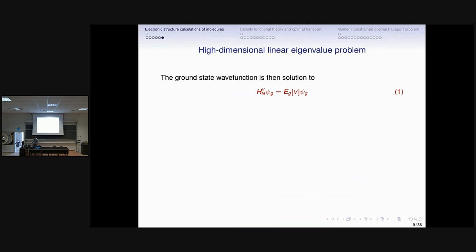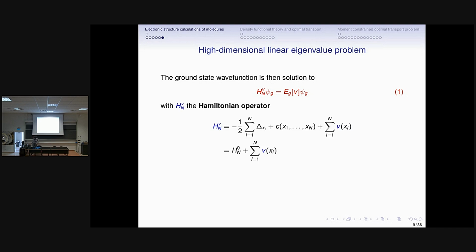And so if you write the first order optimality conditions for this minimization problem, because of the normalization condition that I've introduced to you before, you end up with an eigenvalue problem. More precisely, a minimizing wave function, which will be denoted by psi g here, will be the solution of this eigenvalue problem, where Eg of v is the lowest eigenvalue of an operator h and v, which is called the Hamiltonian of the electronic system. And this Hamiltonian operator writes as a sum of three terms, which stem from the three different terms which appear in the energy.